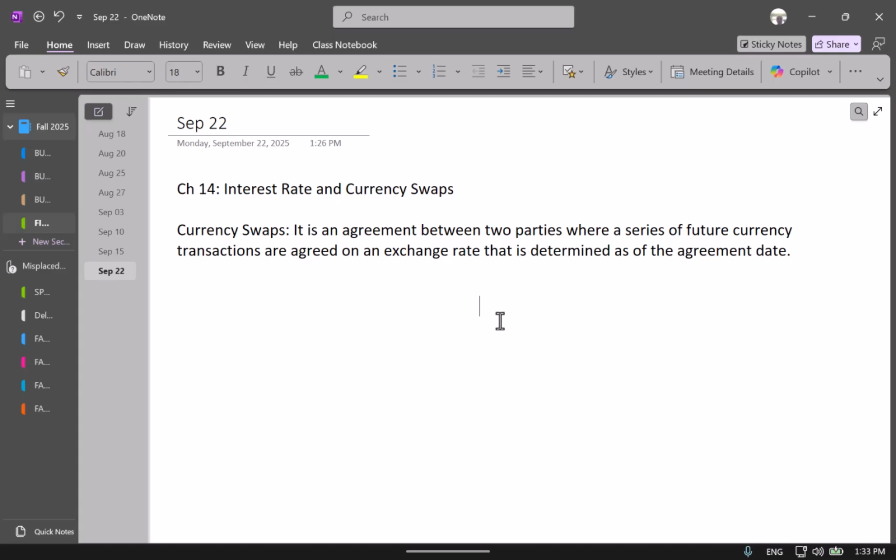Generically, currency swaps, you have a series of future currency transactions, but you agree that the exchange rate for all of them is going to be the same, except you determine exactly what those are going to be now.